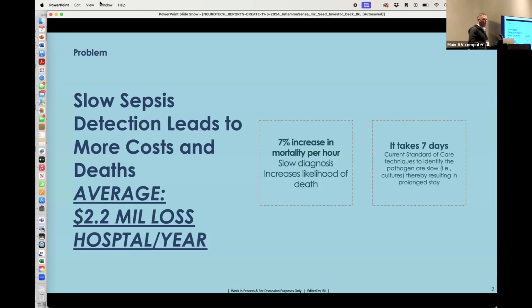The problem with sepsis is that every hour you don't identify it in the hospital, there's a 7% mortality risk increase, okay? So every hour can save that patient's life if you identify it early. Every hospital in the US loses $2.2 million per year for sepsis losses. It's the most expensive CPT code, and it's the most expensive patient that hospital sees, right? The reason why it's so expensive is that those patients get readmitted, right?